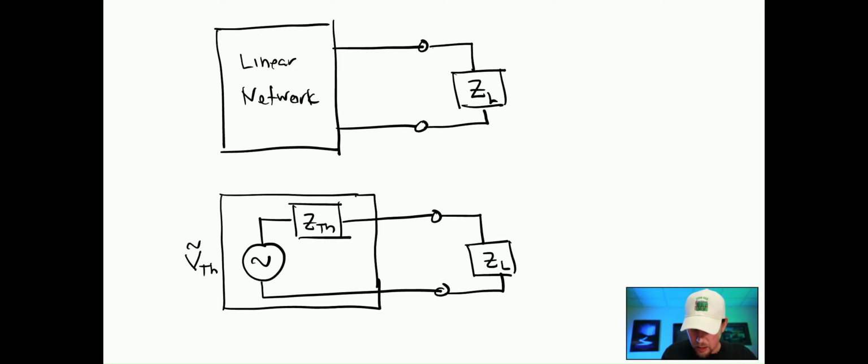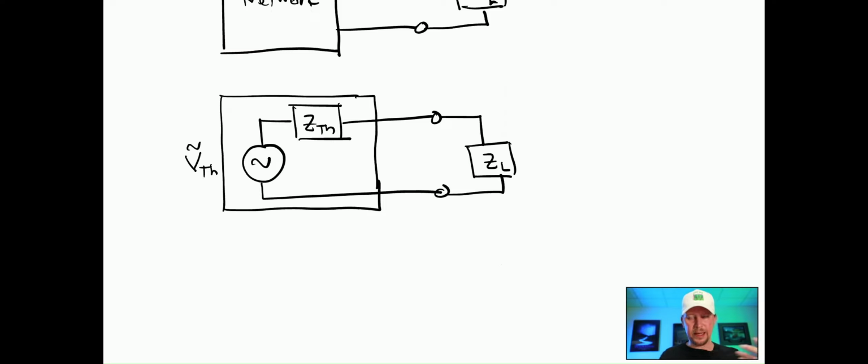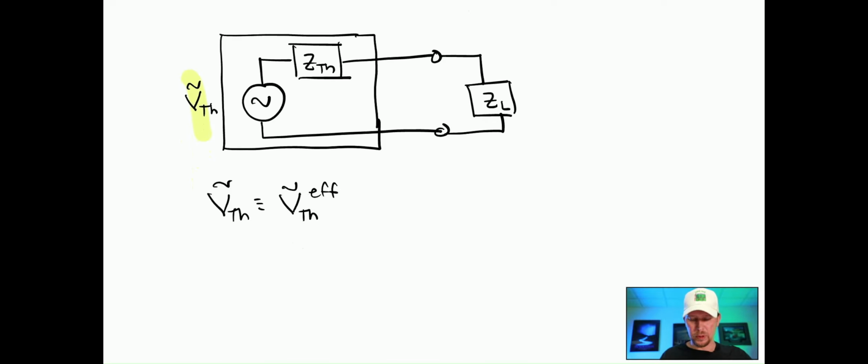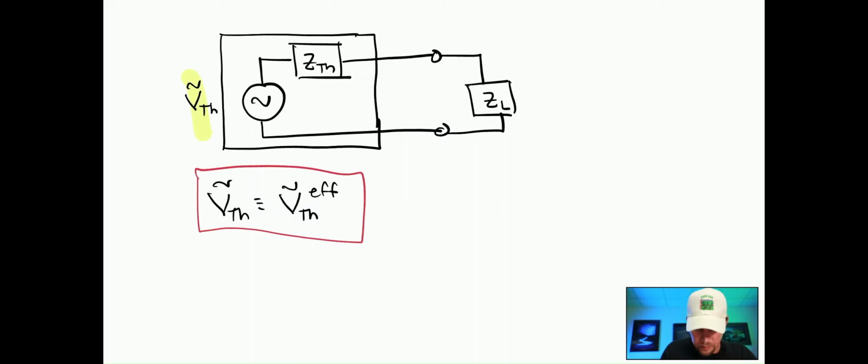some load impedance. Now, keep in mind that one of the things that's a tacit assumption about one particular element of this network is this Thevenin voltage, right? The Thevenin voltage is assumed to be the effective Thevenin voltage. So here, this Thevenin voltage is the RMS value, or the effective one. Right? Now, this right here is an assumption. So I'm going to box it in red.